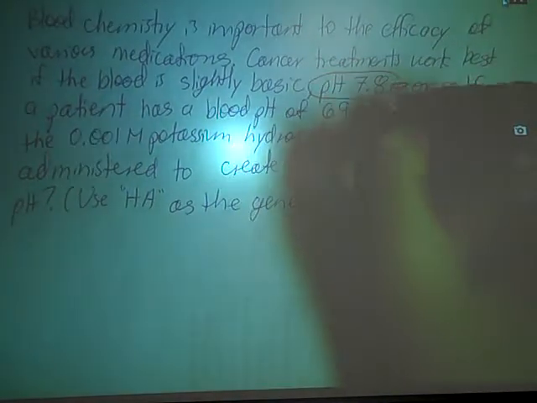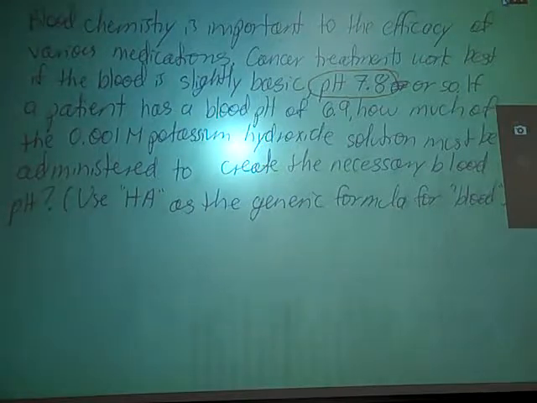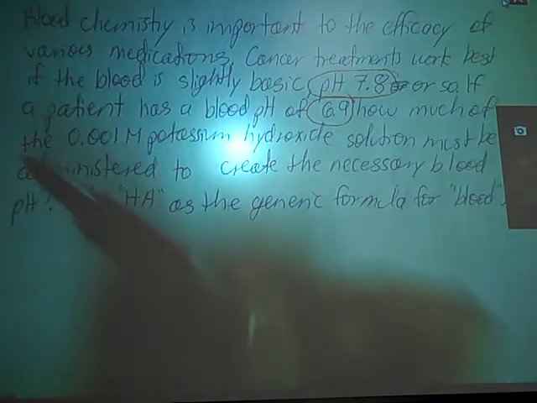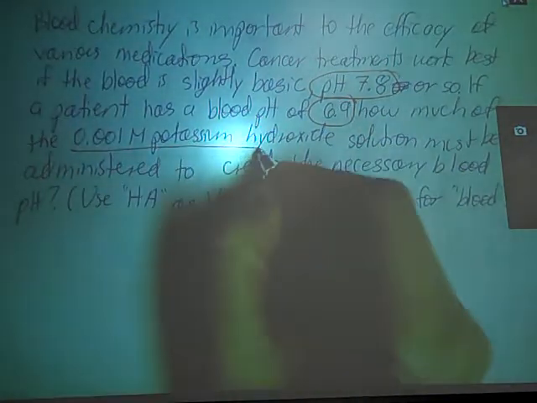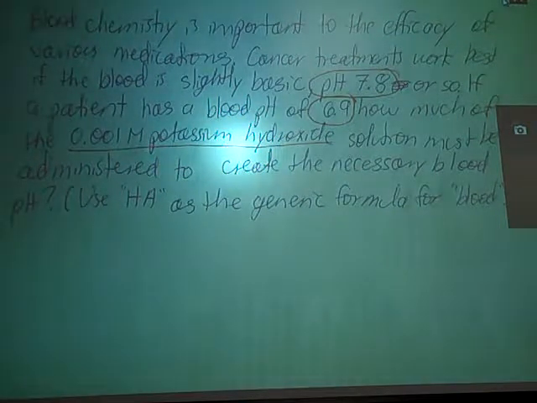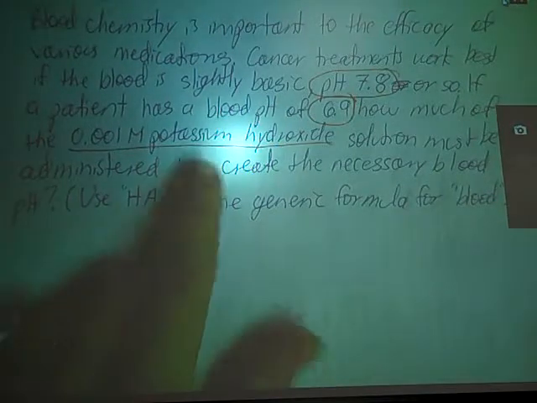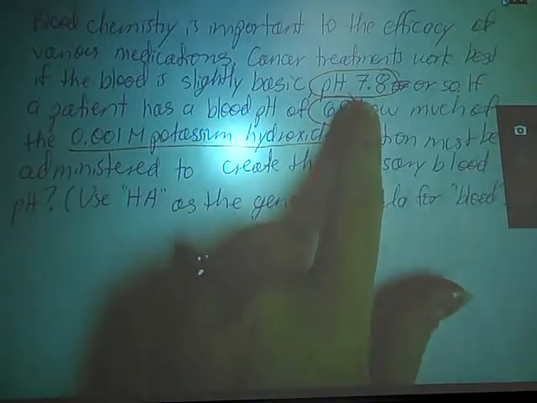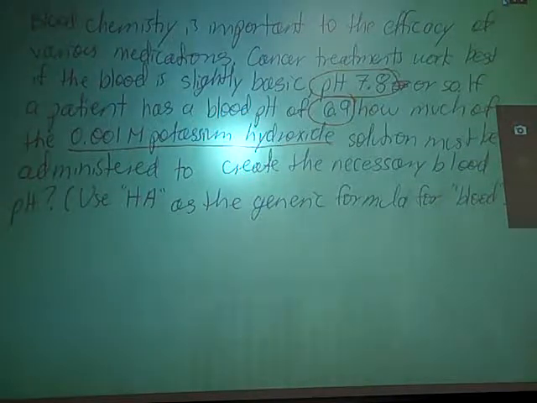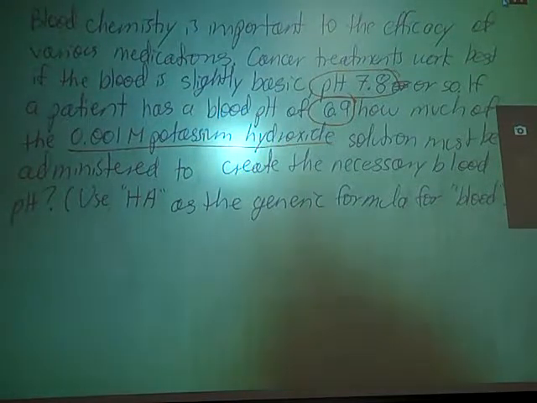I'm not even going to worry about that "or so" that looks important. If a patient has a blood pH of 6.9, how much of the 0.001 molar sodium hydroxide solution must be administered to create the necessary blood pH? So we are looking for volume in this problem, ultimately, a volume of this hydroxide solution. But they gave me 2 pHs. I'm wanting to change my pH. So this time, I'm not going to neutralize. I don't want to know how much it takes to neutralize my acid. Instead, I'm wanting to overshoot, to go to 7.8.